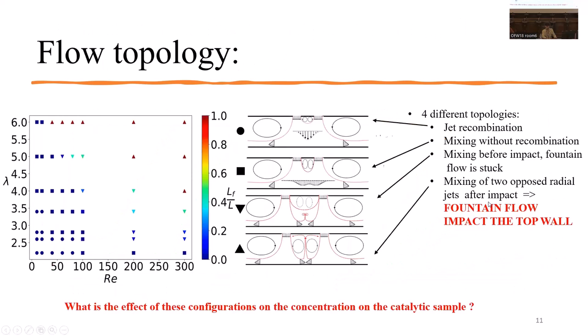To group all these simulations, I created a phase diagram as a function of lambda and the Reynolds number. The color bar is given by the fountain flow height, and the symbols represent the different topologies of the flow. For the circle, two jets recombine into a single one before impacting the wall. Next, for the square, two jets mix before impact, but we don't have a recombination between both jets. For the triangle pointing downward, we have an interaction before impacting the wall, but we also have a fountain flow, which is blocked due to the interaction. And the last case, the triangle pointing upward, where we don't have any interaction before impacting the wall, and the fountain flow goes back to the top wall.